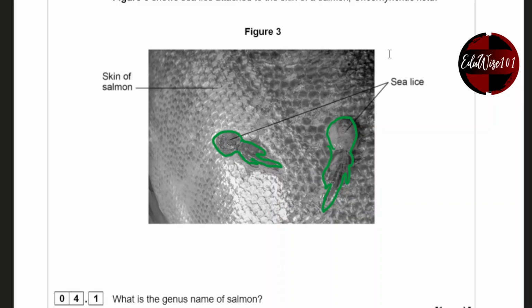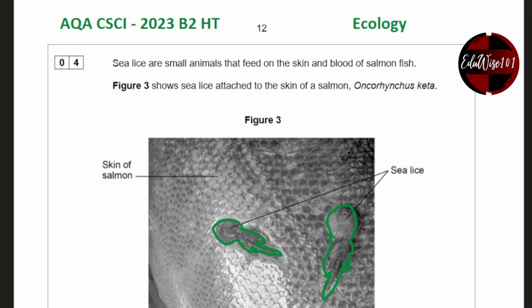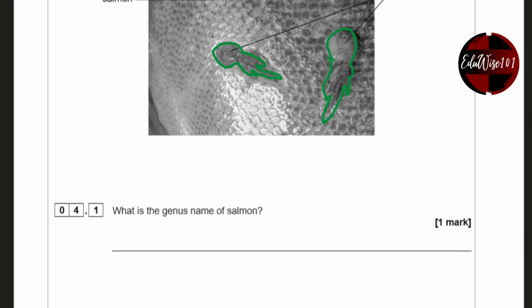So, what is the genus name of salmon? Now, salmon, they have given the name here, Oncorhynchus. This is the genus name, and this is the species name. So, Oncorhynchus is the genus name.